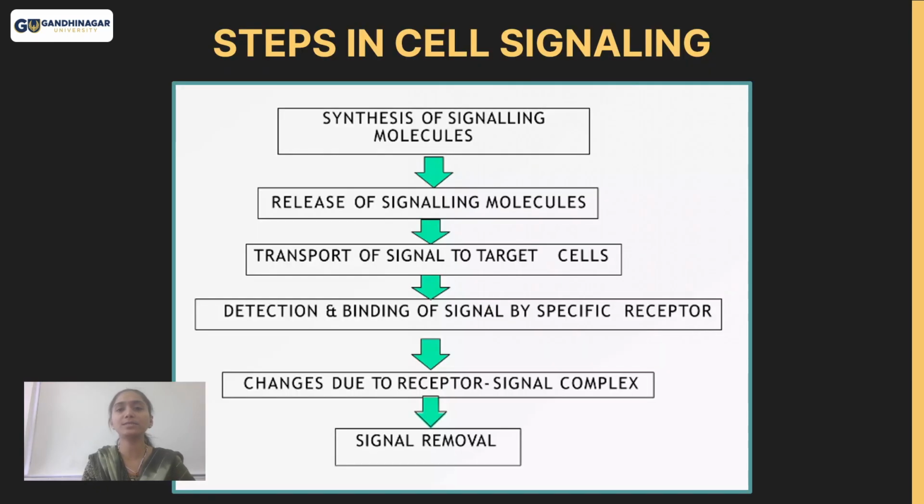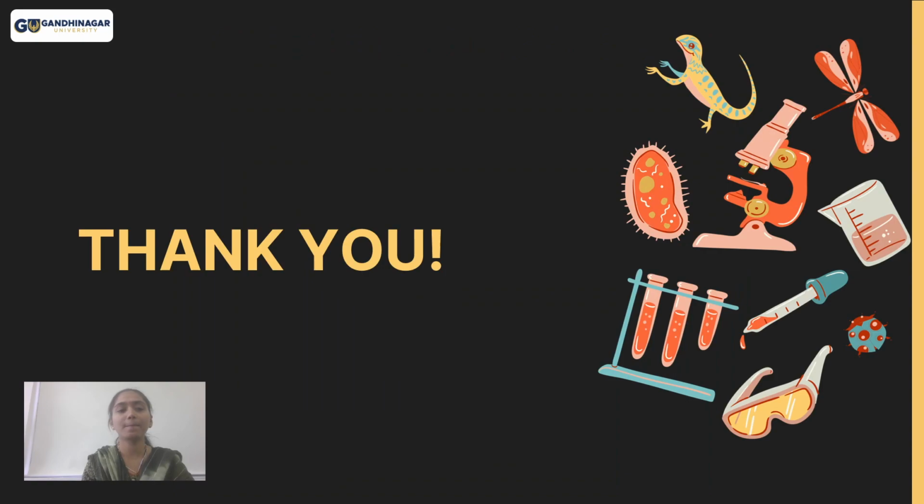Steps involved in cell signaling. First is the synthesis of the signaling molecule. It gives the release of various types of signaling molecules, transport of the signal to target cells, and detection or binding to specific receptors. It gives various conformational changes, and due to the changes, the receptor signal complex will give the signal.